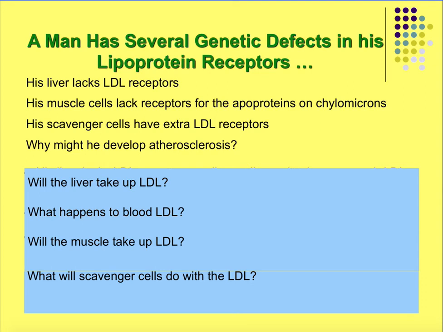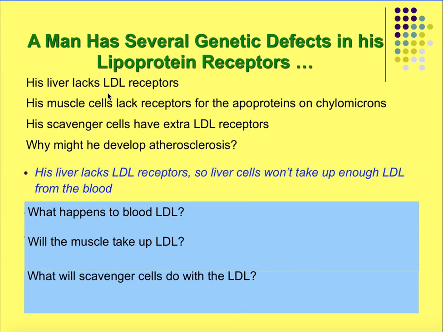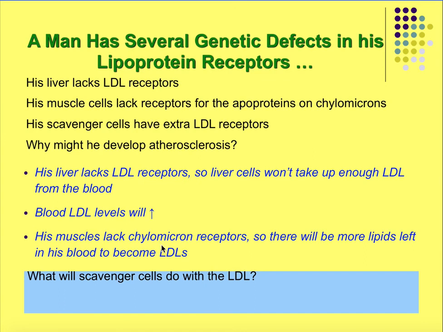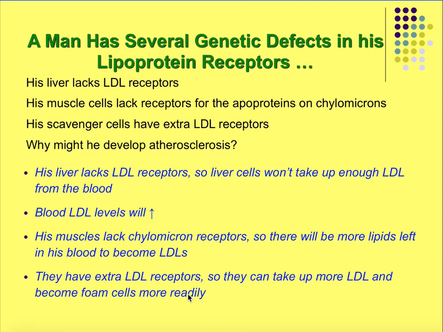So why might he develop atherosclerosis? Well, first question is, will the liver take up LDL? And the answer is no, because his liver doesn't have the LDL receptors. What happens to blood LDL levels then? Well, if his liver doesn't take it up, then it's likely that his blood LDL levels will begin to rise. Will his muscles take up the LDL? And the answer is again no, because they lack the receptors. So what will scavenger cells do? They'll be able to find them much more easily because they have extra receptors. And so they're going to become the foam cells and really turn into plaques. And so he's most likely going to have lots of plaques in his body.